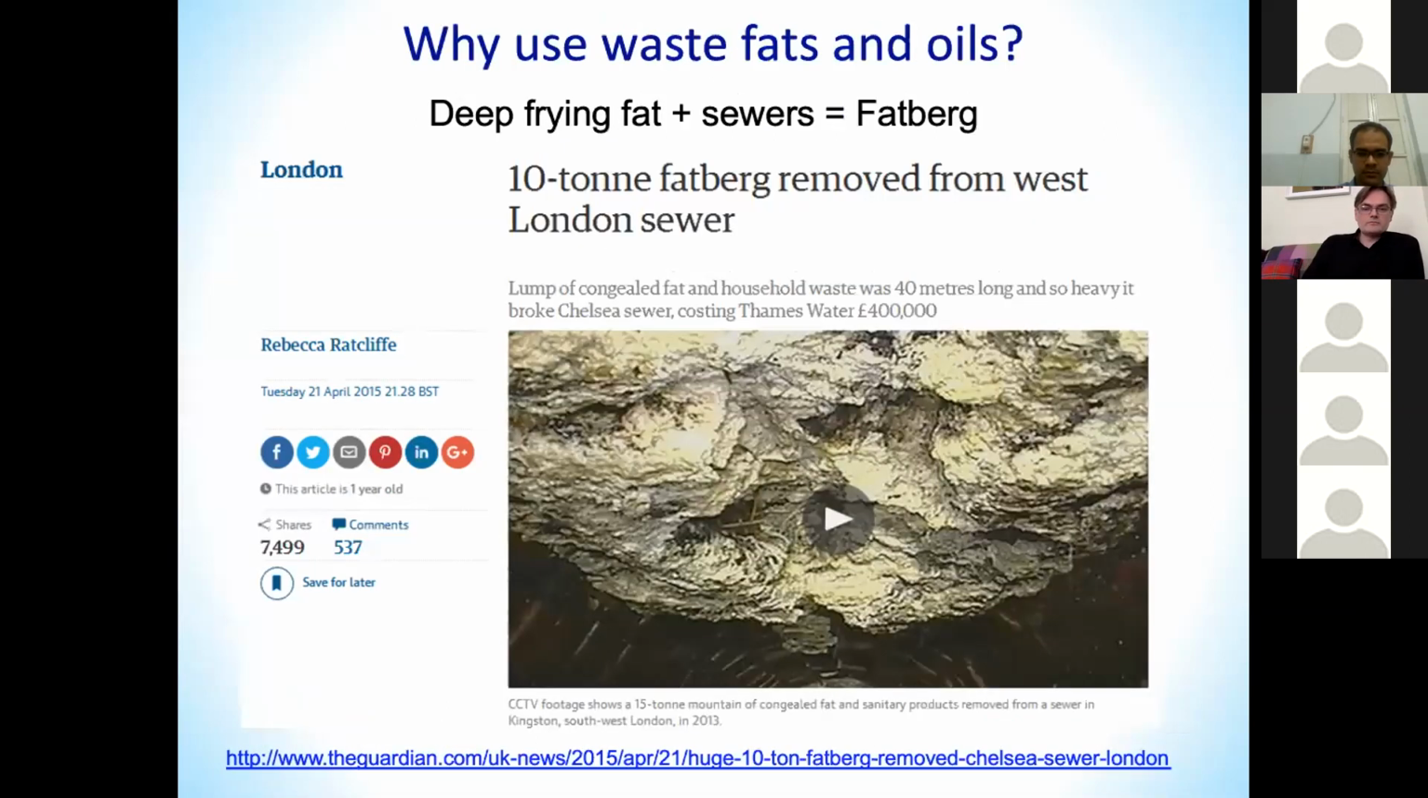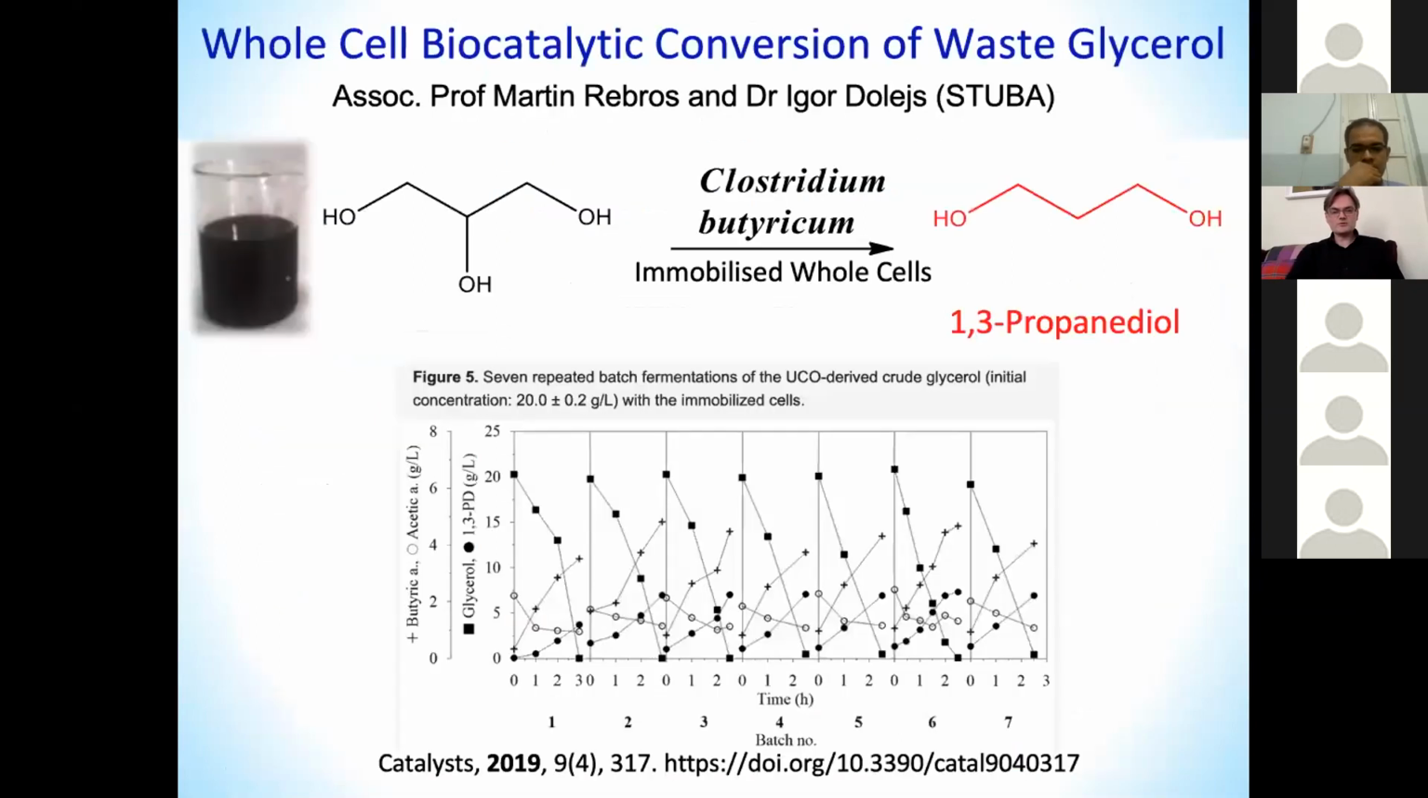So that was what we were given to do, and one of the main driving forces for doing this kind of chemistry is the formation of fatbergs. If we just take our used cooking oil and our used cooking fats and we dump it down the drain, then what we get in the drains, in the sewers, is things like this, the fatbergs. This is a 40-metre long fatberg which developed in the Chelsea sewer, and Thames Water had to clear it. It cost them £400,000 to clear it. So it was a very important thing to reuse your used cooking oil.